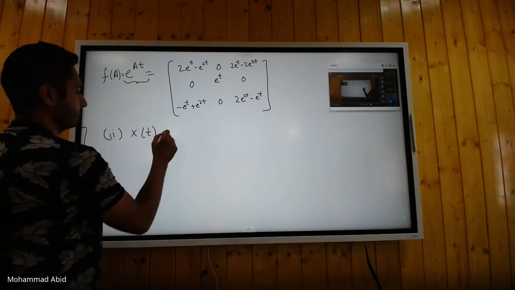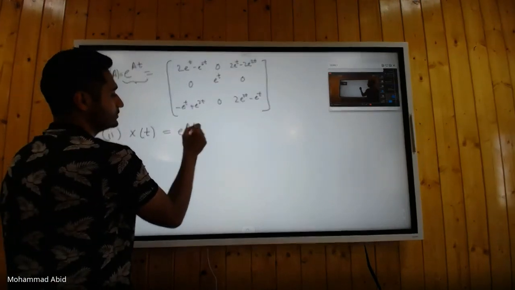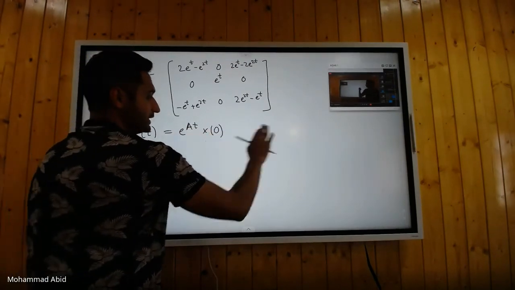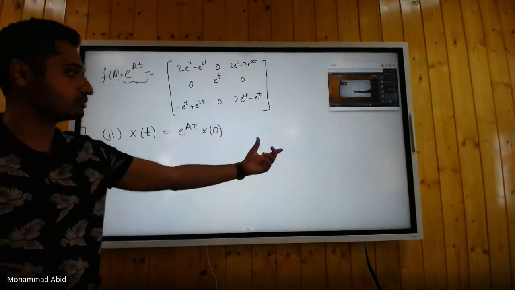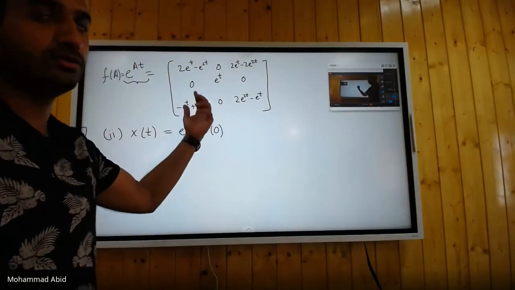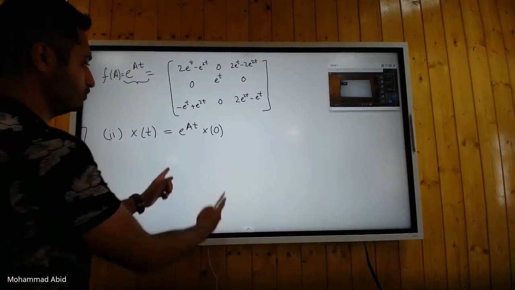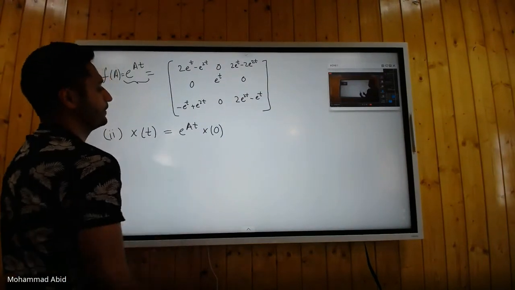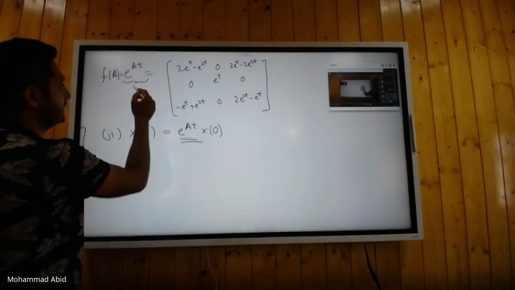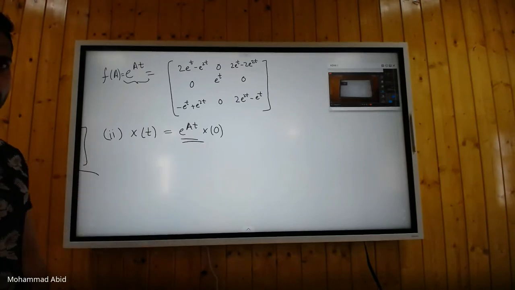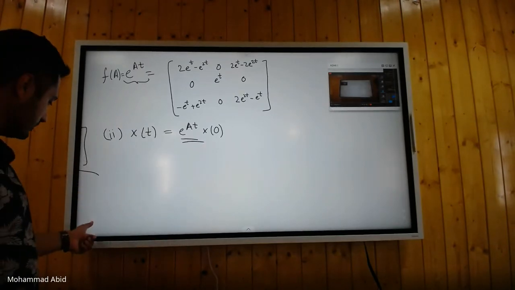X of t is what? e to the power At into x0 plus the terms. जो वो term है उसमें u of t होता है, यहाँ पे u of t given नहीं है, u of t is 0. You just have this part of the solution. e to the power At आपने evaluate करनी है, you just have to multiply e to the power At with x0.